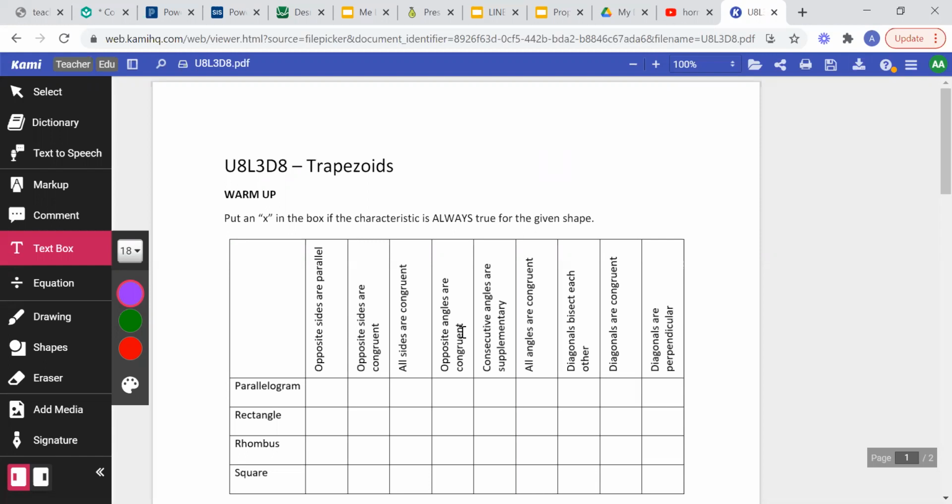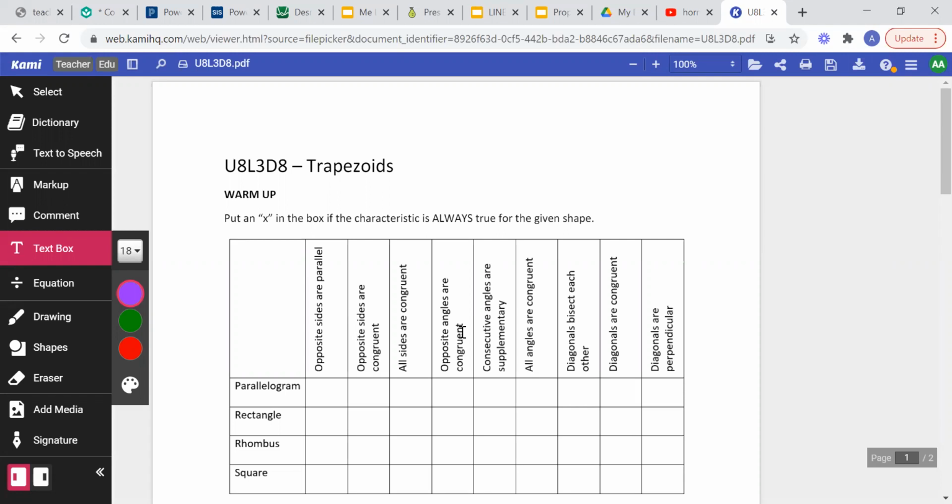So class, we're gonna talk about trapezoid today. Trapezoid is a four-sided figure like parallelogram. So it's one of the family members of quadrilateral. But before going into that, we're gonna quickly review the properties of parallelogram, rectangles, rhombus, and square that we've done so far.